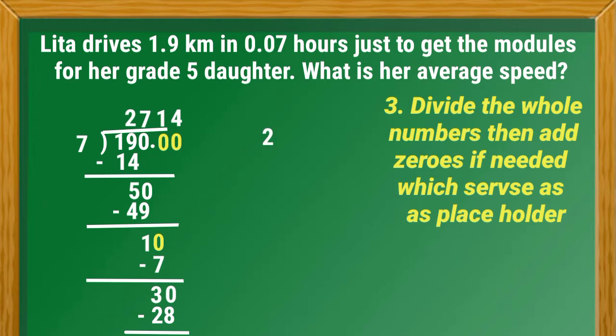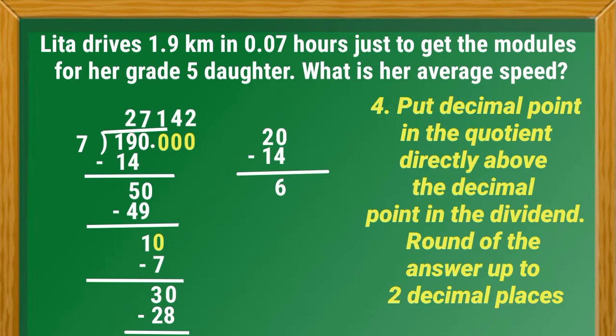Now we add another 0 as a placeholder. We are going to bring down, so 2 will become 20. 20 divided by 7 is 2. 2 times 7 is 14. So 20 minus 14 is 6. So we stop there. Then step number 4. Put the decimal point in the quotient directly above the decimal point in the dividend. Round off your answers up to 2 decimal places only.